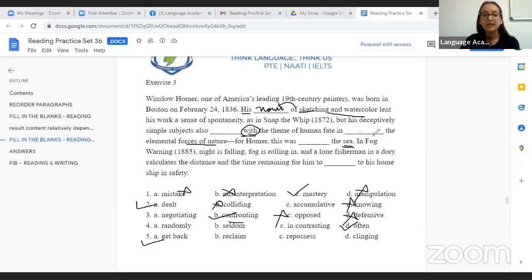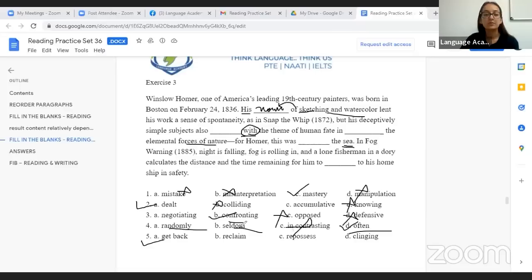And human fate, we cannot negotiate with the forces of nature, so we should go with "in challenging" or in tackling the forces of nature. That is "confronting". The next one is "this was the sea". We just need an adverb. So out of the options, randomly, seldom, and often were the adverbs. "In contrasting" is not an adverb.